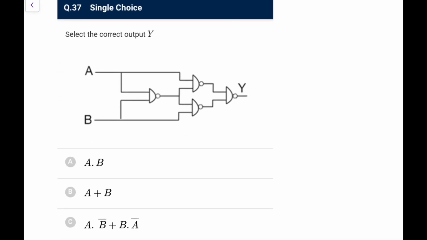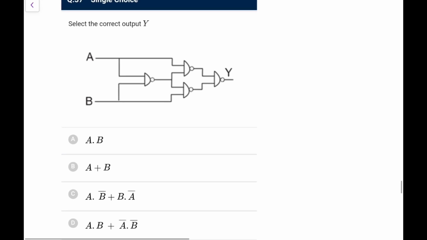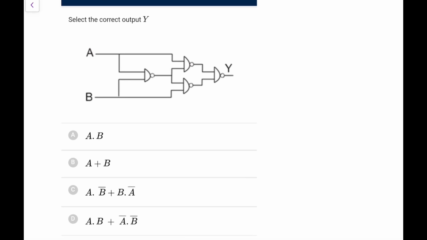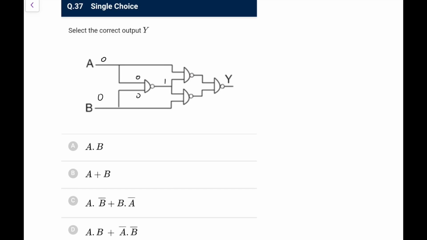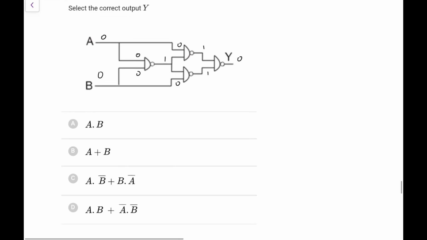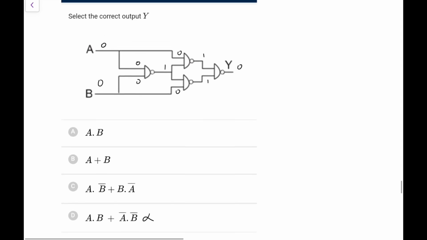Select the correct output Y. So what you have, I have shown you this figure I think yesterday, but let me do it again. How to do this? So let us start with our truth table thing. So this is let's say 0 0. So 0 0, what gate is it? It is looking like a NAND gate. So it would be 1 0 and 1 1 1 and 0 1. So finally it will be 0. So 0 0 will give us 0. So this option is definitely rejected.